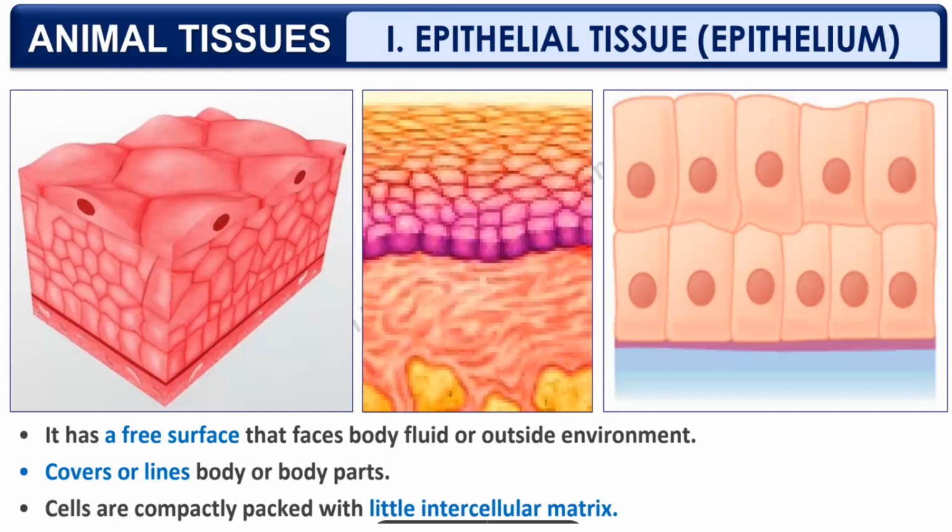What is intercellular? Intercellular means between the cells. International games, no? It is between India and Pakistan, or India and Australia. That is international, between. Similarly, intercellular means between two cells. Intracellular means inside the cell. So between two cells, there will be very little matrix or very little space. So you'll copy this point.